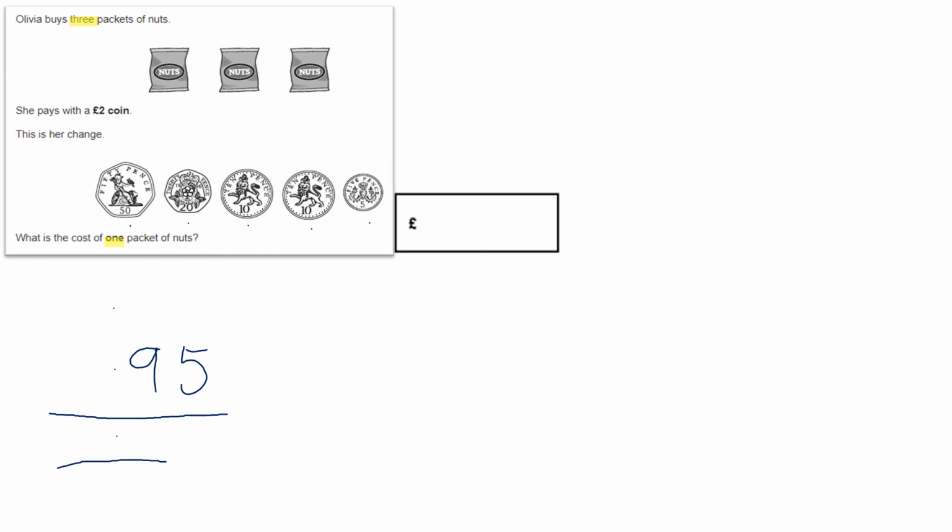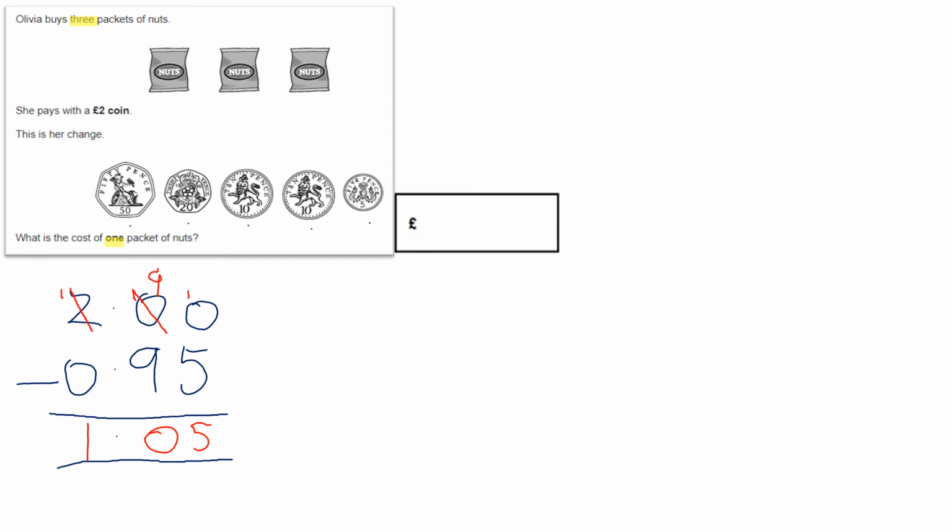So again, my decimal point is already in. She pays with a £2 coin, £2. She got 95p change, and we are taking away. So this is in order to find out how much she spent. Well, again, we can't take from the 0. We can't do 0 take 5. We can't take away from the 0, so we jump all the way to the end. Again, 10. We borrow, get the 9. 10 take away 5 is 5. 9 take away 9 is 0. And 1 take away 0, obviously 1. So it cost her £1.05 to buy the 3 packets of nuts.